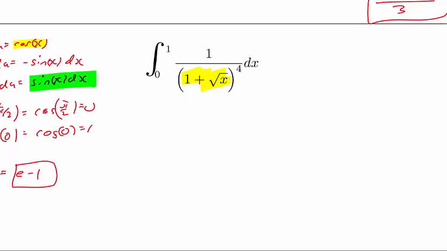So, obviously the u substitution that makes things simple is what I've highlighted in yellow. So u equals 1 plus the square root of x, and so du equals 1/2 x to the negative 1/2. All right, so this x to the negative 1/2, let's go ahead and restate this as 1/2 times 1 over root x, since that's what that means.